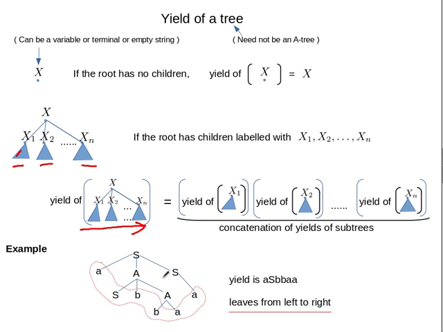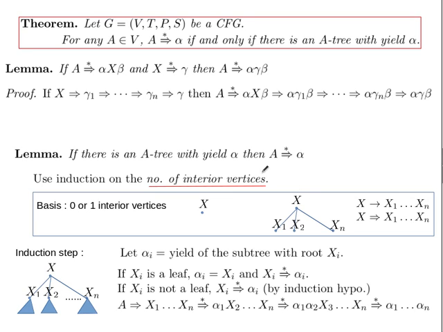So that means we are trying to capture the string that we are deriving from say S or A, whatever. If you have an A tree, this yield we defined in such a way that whatever symbol is here, this symbol is deriving this string, right? Now, this is what this theorem is saying: suppose you have a grammar, a CFG, and you have a variable A, then these two things are equivalent: A derives some alpha, and you have a tree with yield alpha. So you have this if and only if there is a tree with yield alpha.